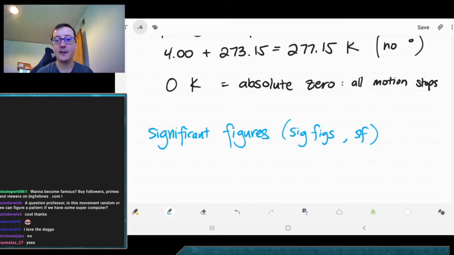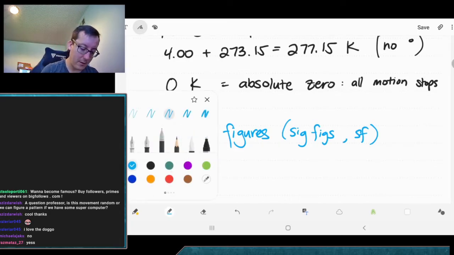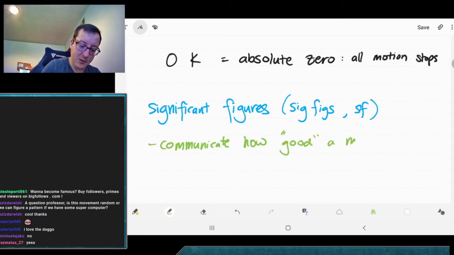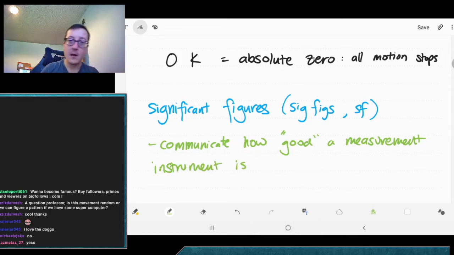And significant figures are a way of communicating. They are how good a measurement tool is. It's essentially how accurate we're able to take a measurement in science. And we're going to see that we're going to have rules for counting the number of sig figs. But let's first talk about where they come from.